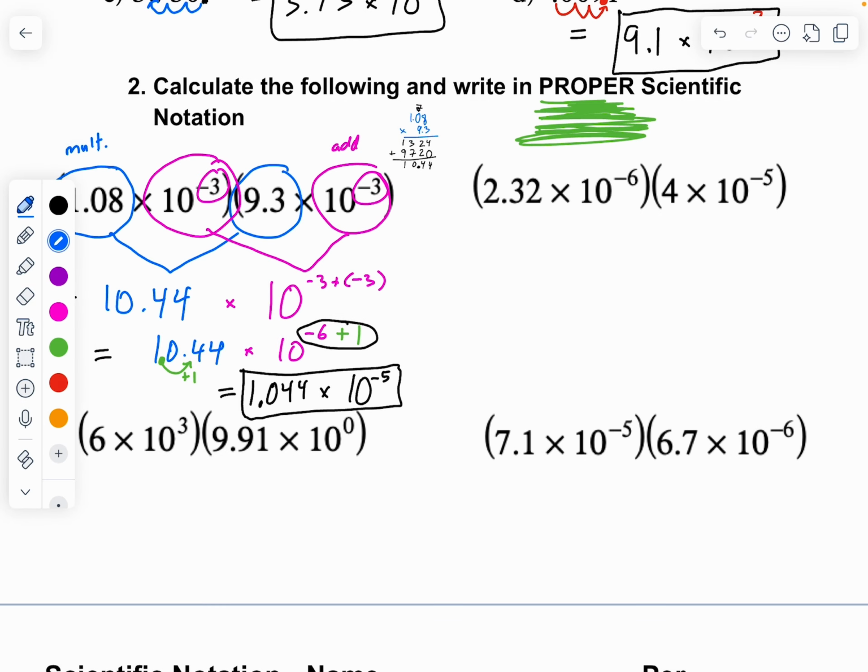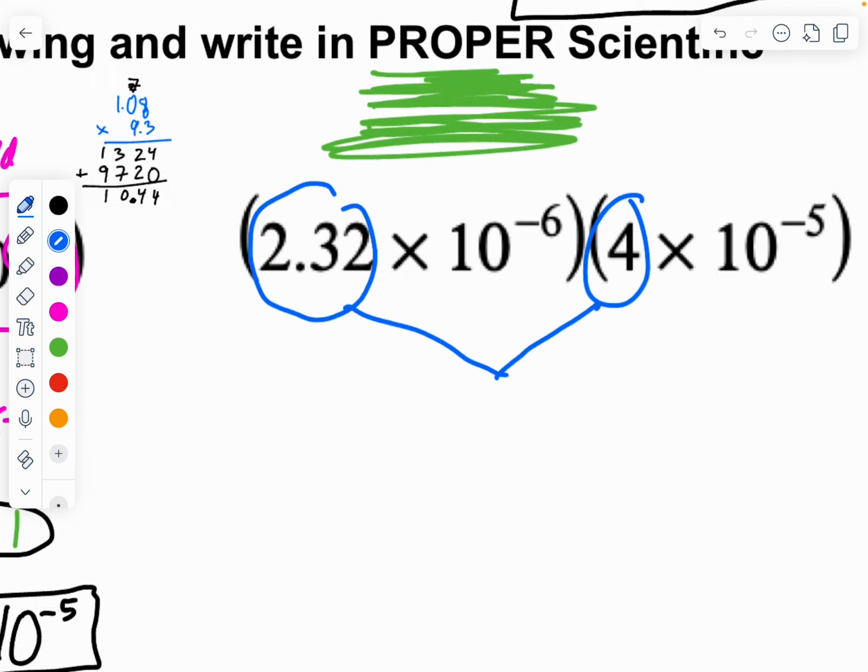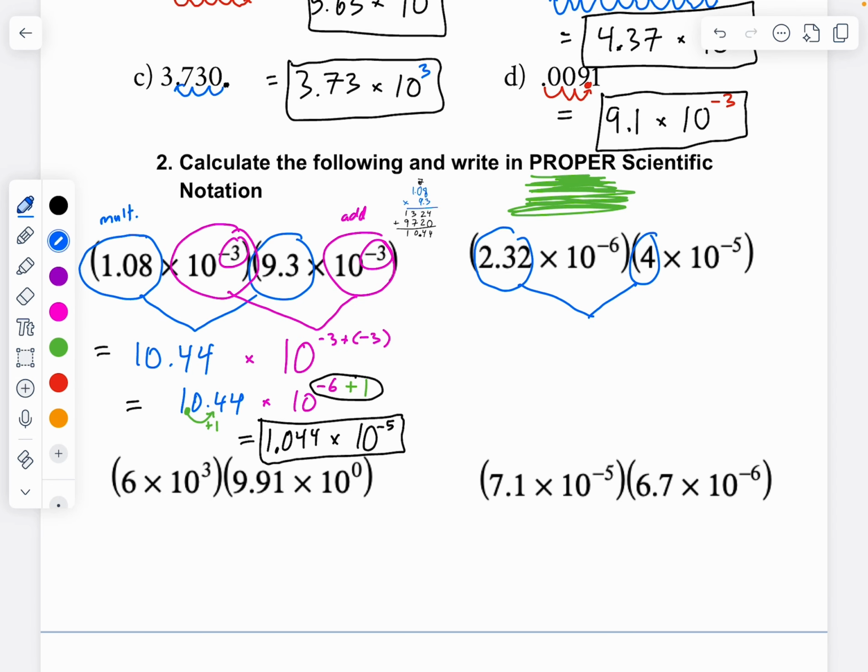Now, hopefully the second one's a little easier. Maybe not. Here's why. If I multiply those two numbers, will it be a number between 1 and 10? Doubt it. 4 times 2 is 8. 4 times 0.32 is a lot. If I'm lucky, it'll be a number between 1 and 10. Is it? Let's see.